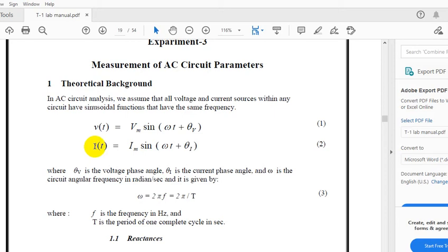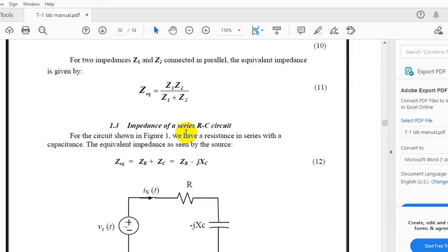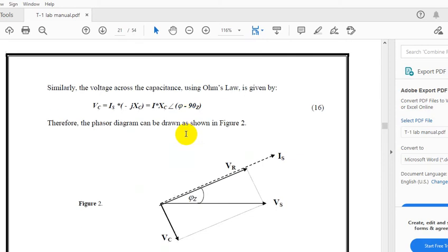Similarly, I of t, that means the current, is also continuous. Im sine omega t plus phi I, or theta I. This is the background of the AC. So we will come to the experimental part.